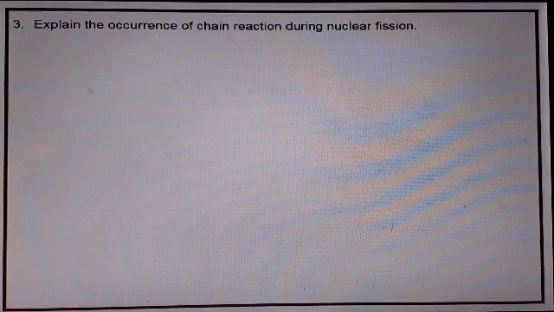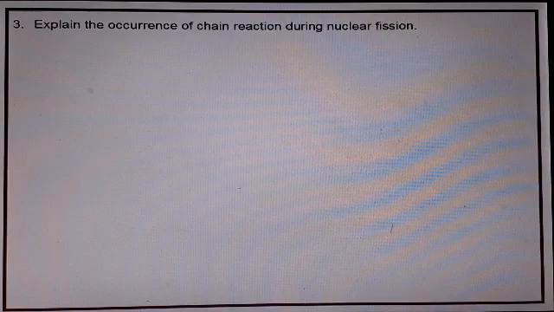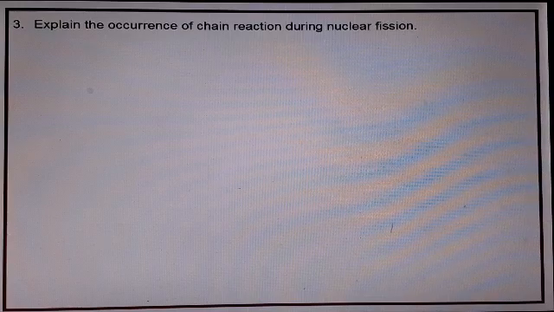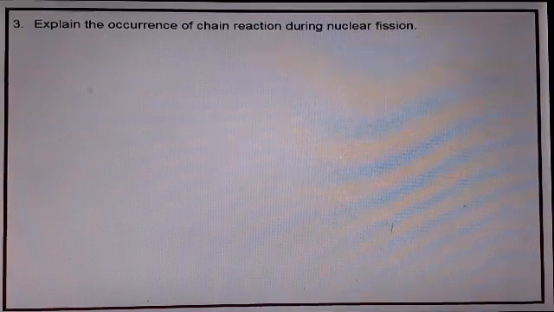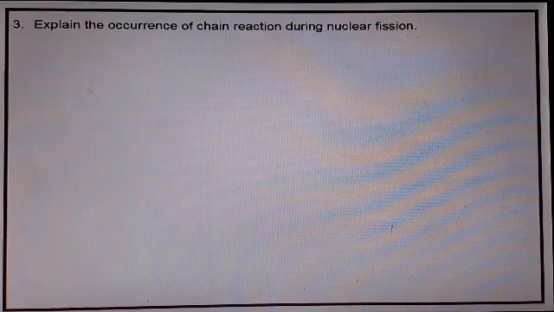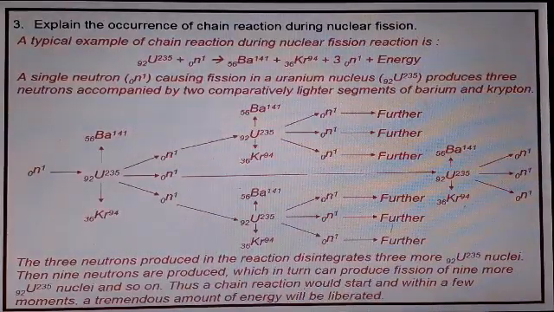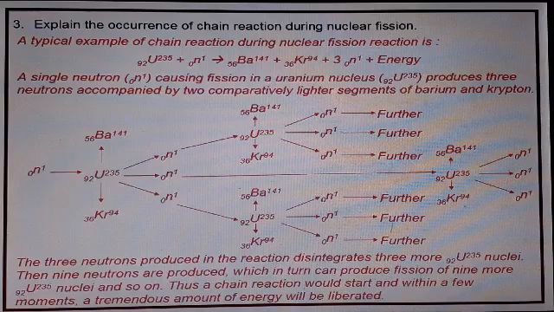So question number 3 says, explain the occurrence of chain reaction during nuclear fission. Fine, this is one of the most important questions for your exam. So here also to explain chain reaction, I have taken the same example that I have taken earlier. That is, when a slow moving neutron is bombarded over uranium, it splits into barium and krypton, followed with 3 neutrons and a tremendous amount of energy.